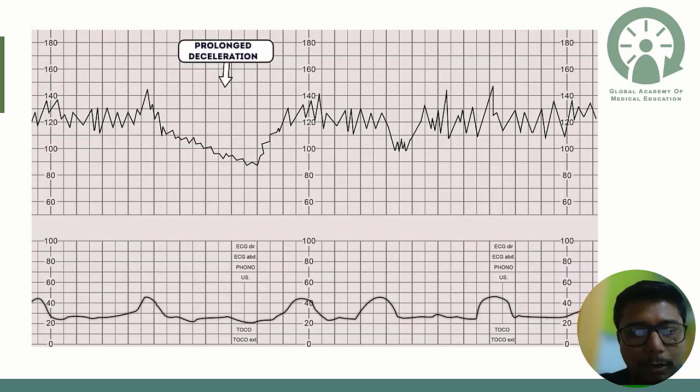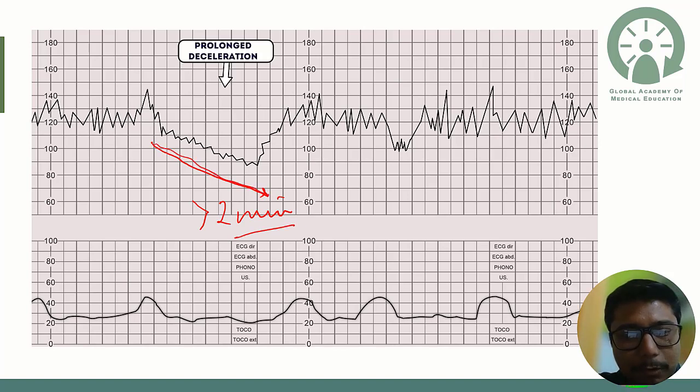So this is our prolonged deceleration, so it has to be down for more than 2 minutes, and then it goes up. So this is a case of prolonged deceleration, and this usually needs an urgent cesarean, or if there is an emergent cause, the cause reversal, right?